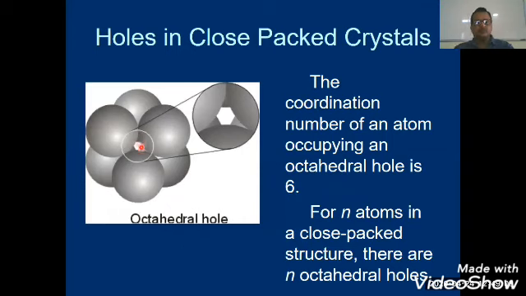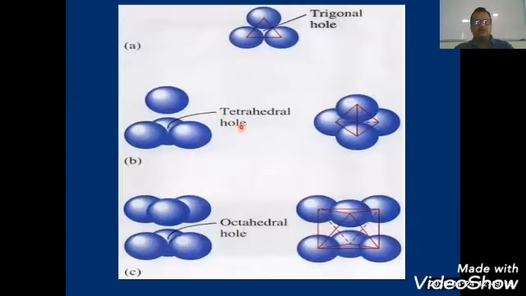So this is an octahedral hole. It is the largest one. If an atom is placed in the octahedral hole, then its coordination number will be 6. Similarly, if an atom is placed in the trigonal hole, it will be surrounded by 3 atoms, so its coordination number will be 3. And if an atom is placed in the tetrahedral hole, somewhere here, it will be surrounded by 4 atoms, so its coordination number will be 4.